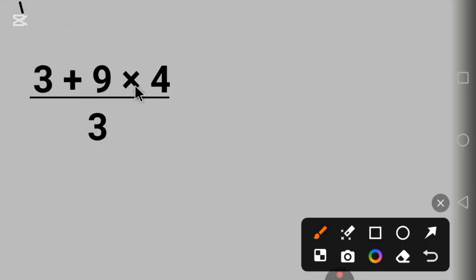3 plus 9 times 4 over 3. The numerator has two operations, addition and multiplication. Now, are we going to solve the addition first or the multiplication first? There is one way to settle this argument, that is following the order of operations called PEMDAS. Some countries call it BODMAS. I will be using PEMDAS.